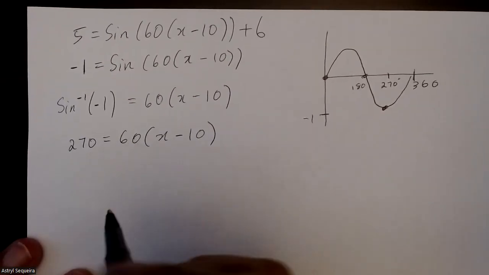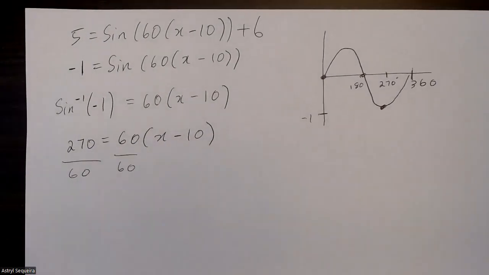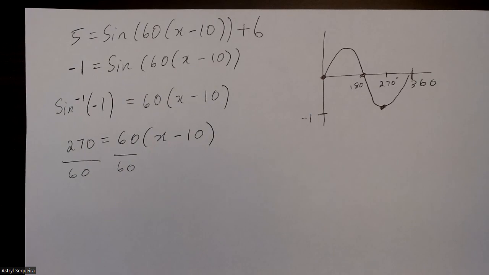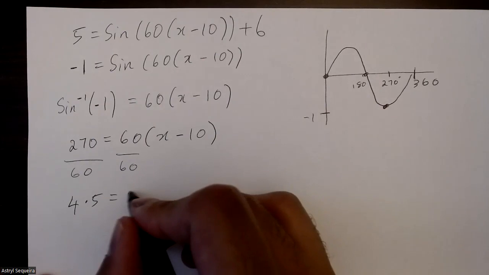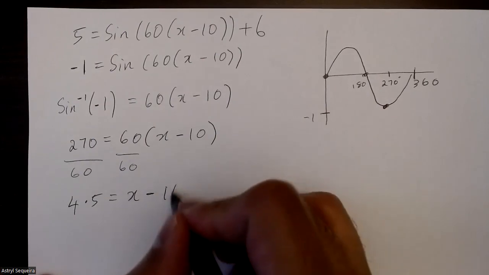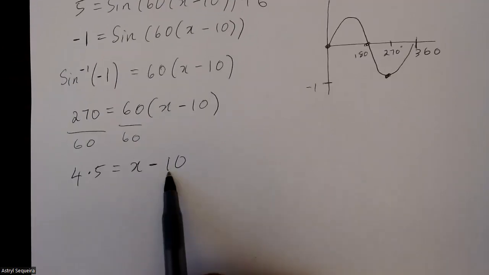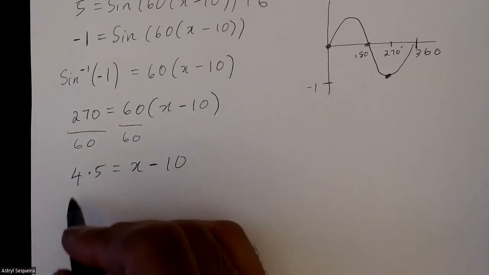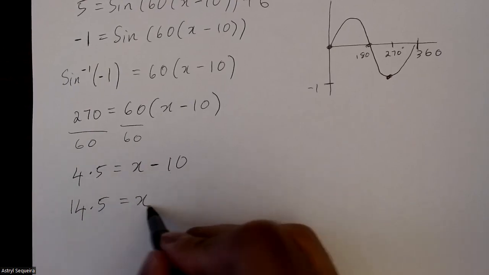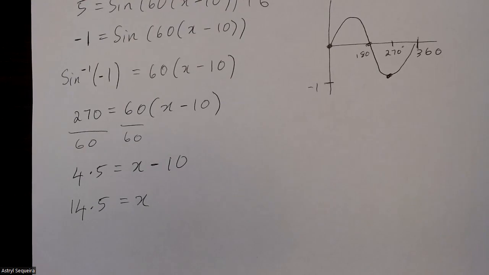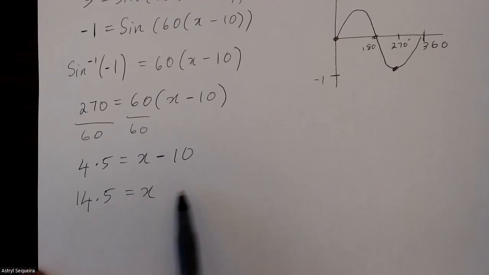I'm going to divide both sides by 60. So 270 over 60 is just 4.5, equals x minus 10. And then if I add the 10 over here, I'll get x equals 14.5. So this is one of my first solutions.